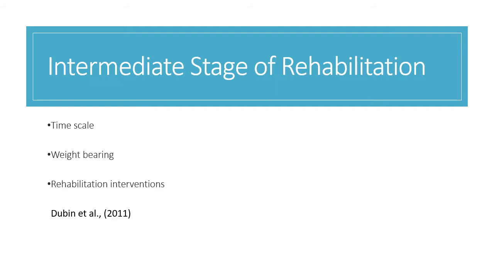Dubin et al. explain the next 3 to 5 days is known as the intermediate stage of rehabilitation, where collagen production intensifies in days 10 to 14. The goals include reducing inflammation, facilitating the ligament healing process, restoring active and passive ranges of motion, minimizing loss of strength, maintaining cardiovascular fitness, and beginning proprioceptive rehabilitation.